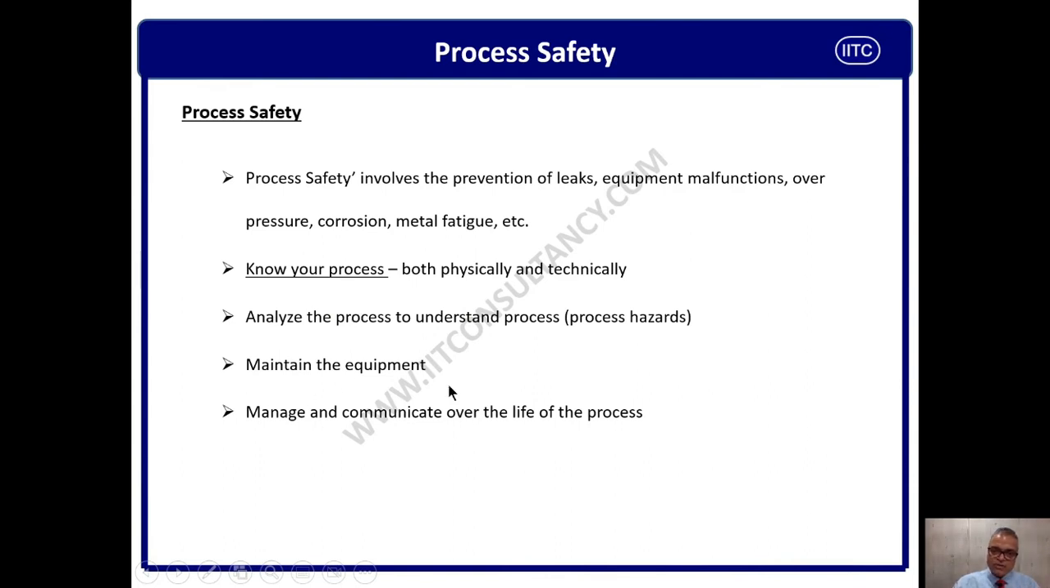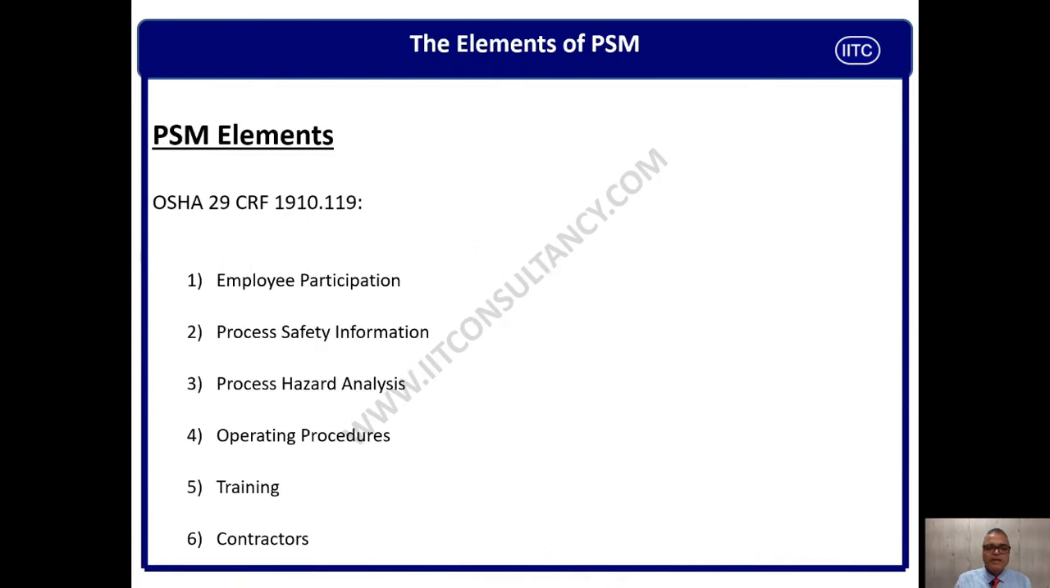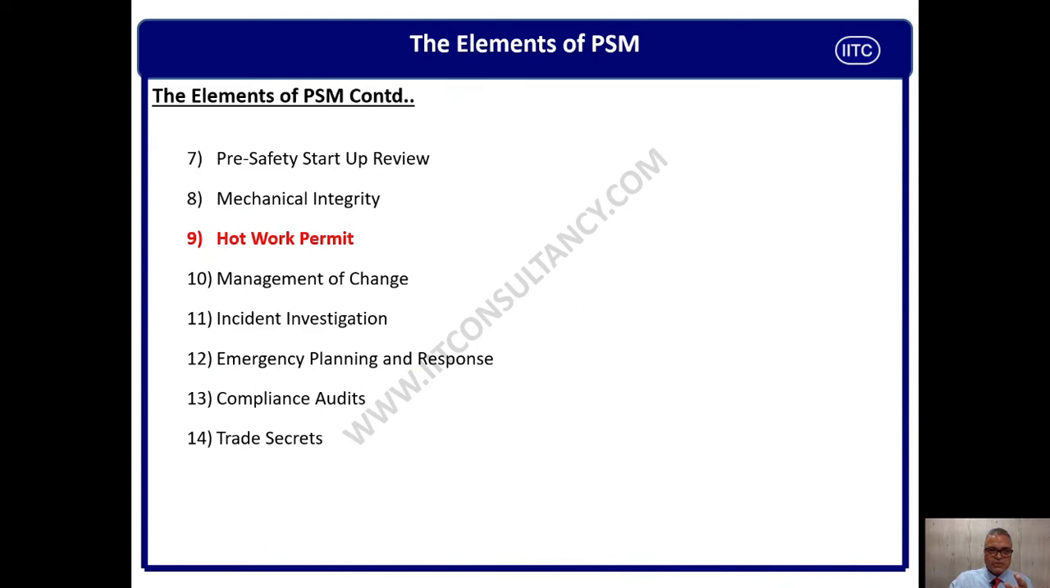Now we have to also deal with the maintenance, because maintenance is reliability, availability and maintainability. Manage and communicate over the life of the process. We have to see the complete life cycle of process safety in this management system. Guys, as we discussed in the beginning, there are total 14 elements of the PSM system, which is very vital. All the elements training program is available on IITC for your use. This program is dedicated only to the hot work system.